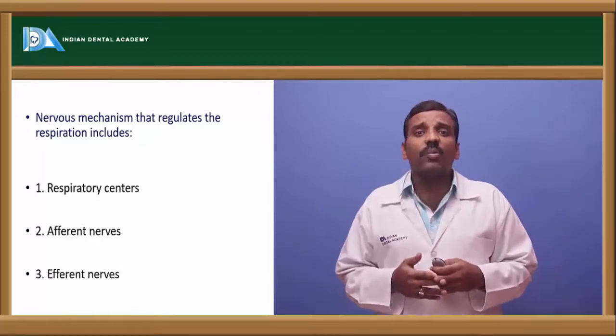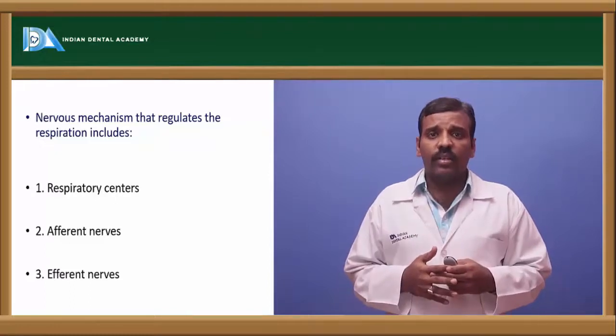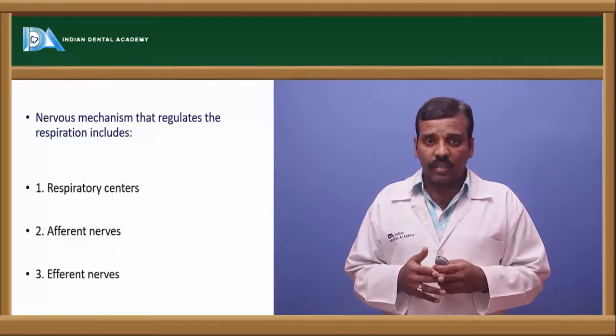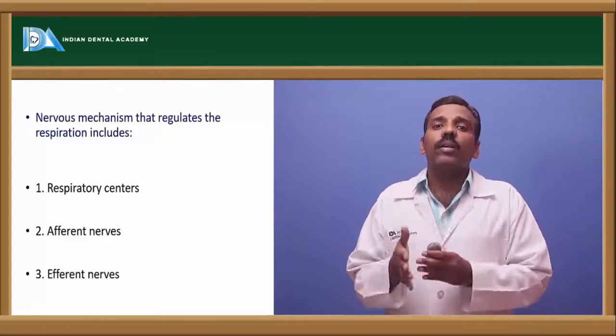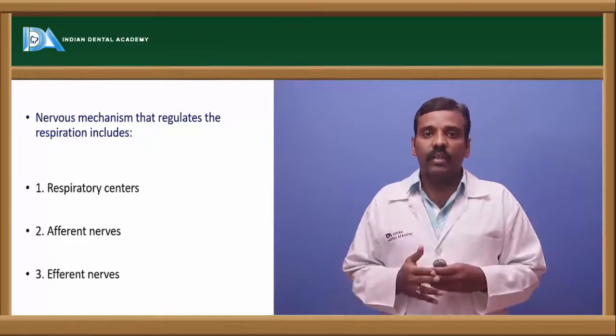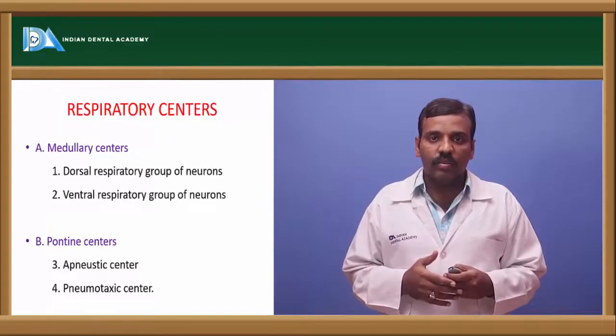Respiratory centers are present in the medulla oblongata and the pons. The pons and medulla oblongata are the respiratory centers, that is, the pontine centers and the medullary centers, along with the efferent nerve fibers.